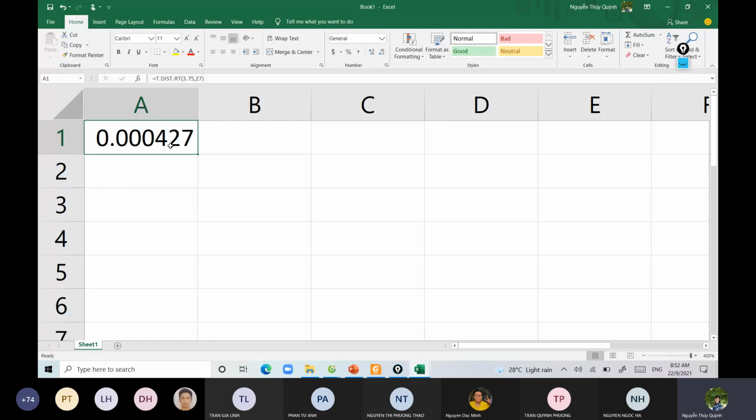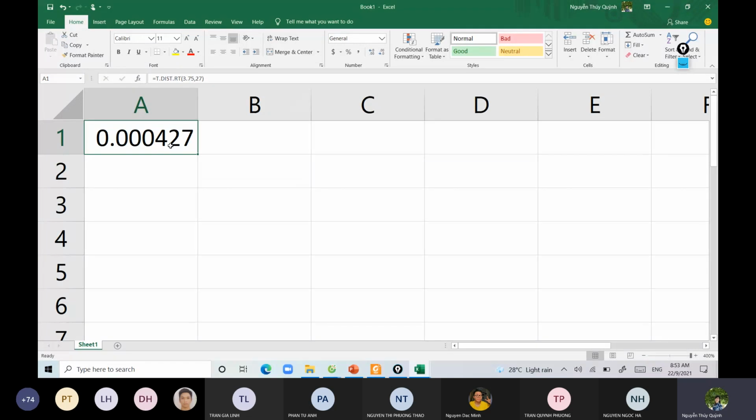What is the level of significance for that test? 0.01. Okay, 0.01. Then this p-value is less than the level of significance, right? Then we can reject the null hypothesis, because the p-value here is less than the level of significance.